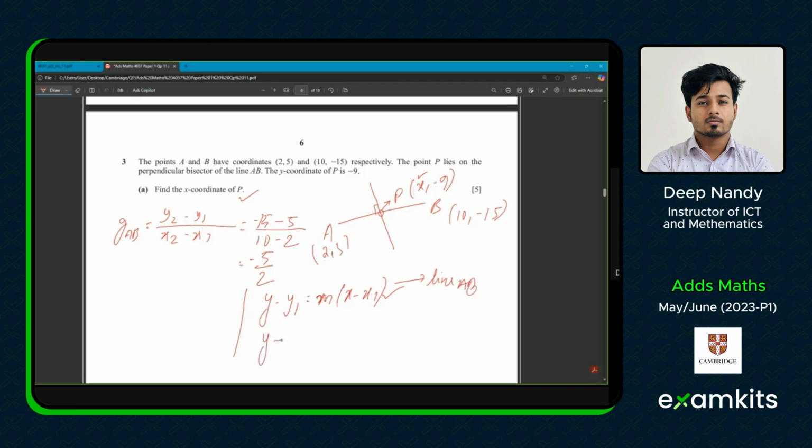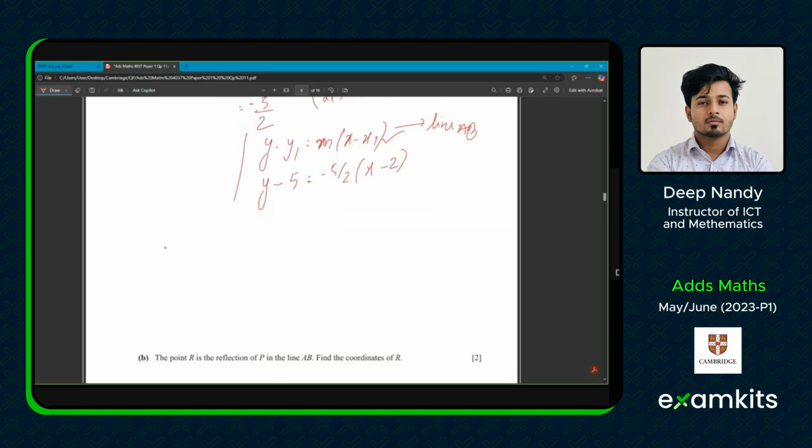So y minus 5 equals minus 5 by 2 times (x minus 2). We are using this coordinate. You can also use the second coordinate if you want, but as it's simple and small, it's easy to calculate. So here 2y minus 10 equals minus 5x plus 10, 2y equals minus 5x plus 20, y equals minus 5 by 2 x plus 10.